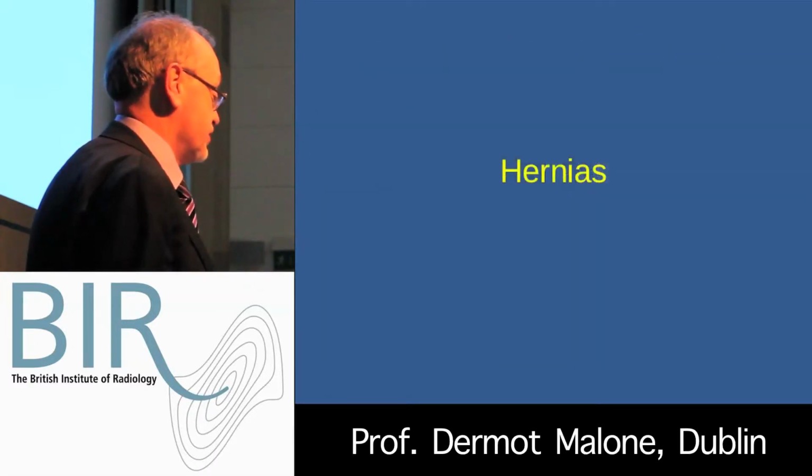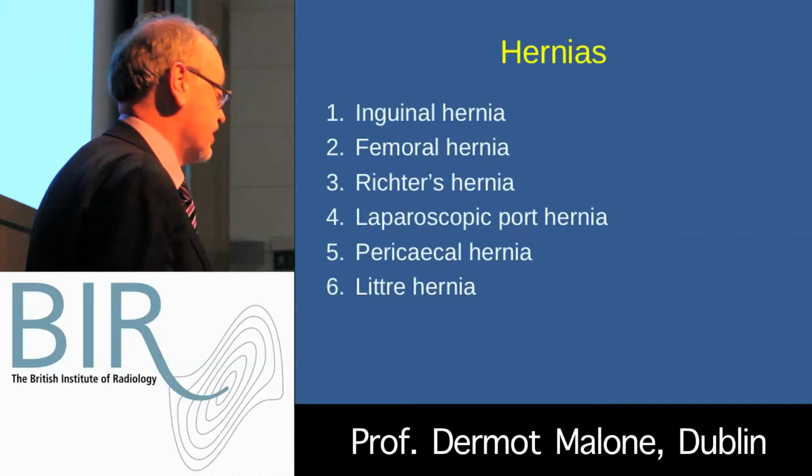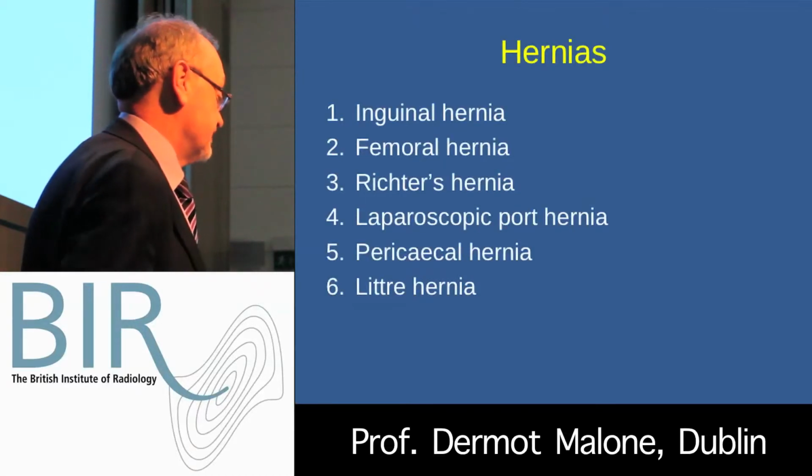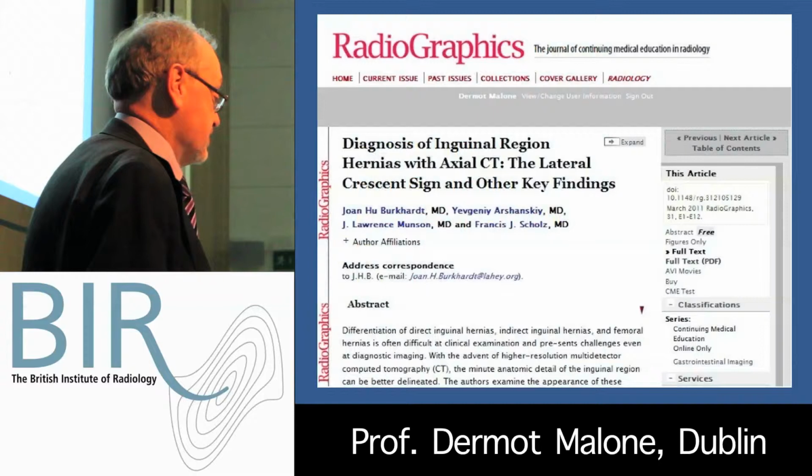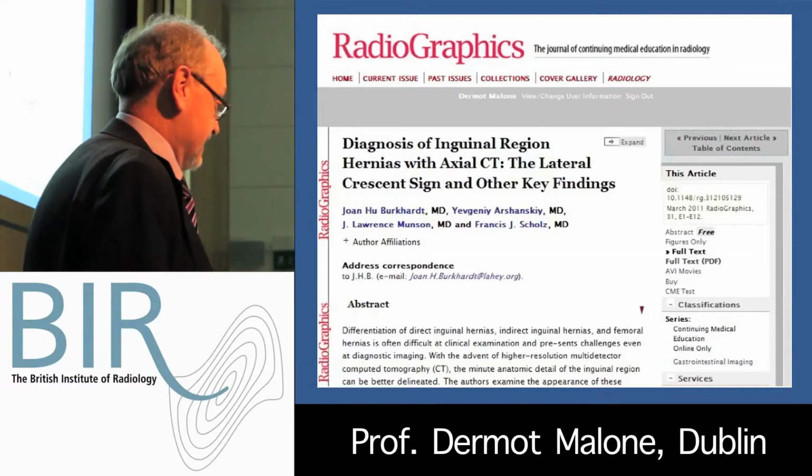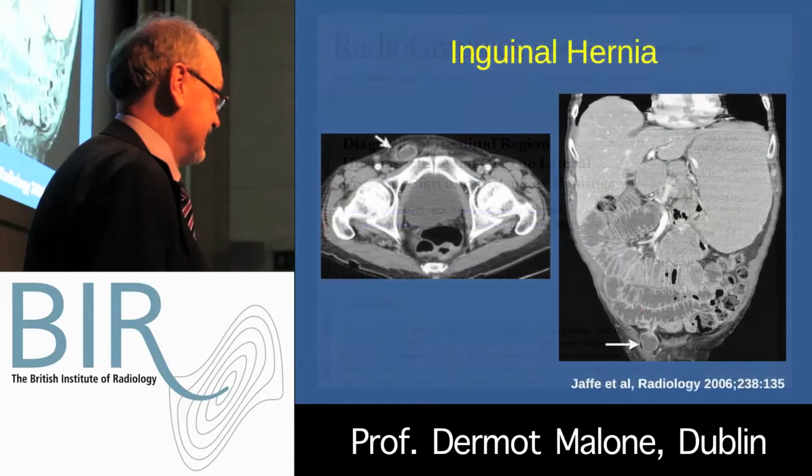Hernias come in various shapes and sizes. I'll show you a selection of them. We look at these inguinal, femoral, Richter's, laparoscopic port, pericecal, and a couple of unusual causes. There's an interesting article in Radiographics in the recent past which described how to differentiate between inguinal and femoral hernias using the lateral crescent sign.